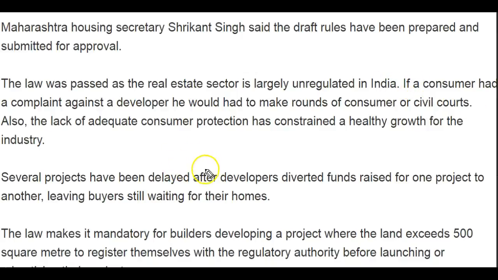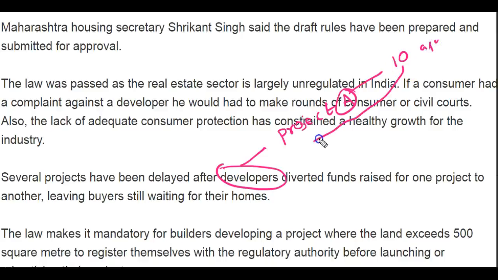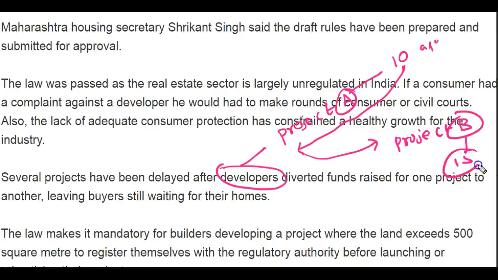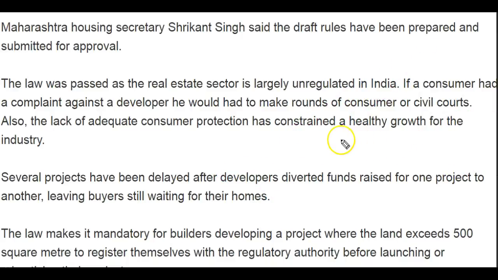Another issue is that developers get money from the home buyers for one project, say project A. In project A, if a developer is going to construct 10 apartments, the developer gets the funds from 10 people and diverts the funds for constructing project B, where he may construct 15 apartments. So diverting the funds meant for one project to another project is another issue.